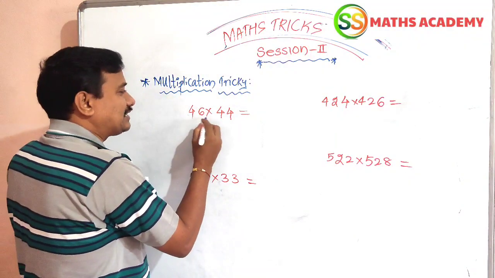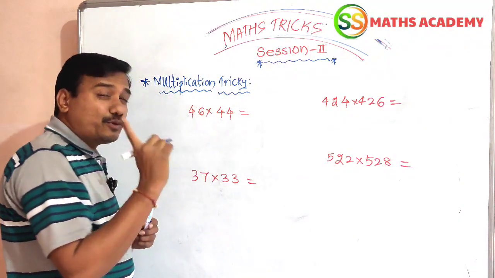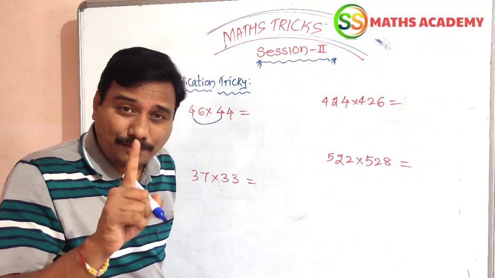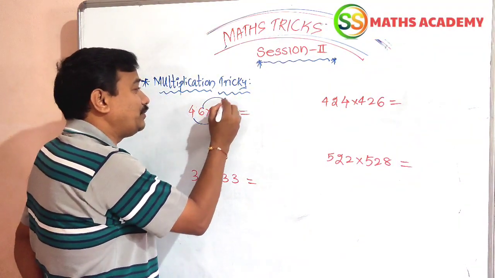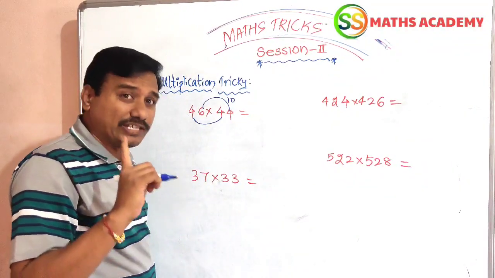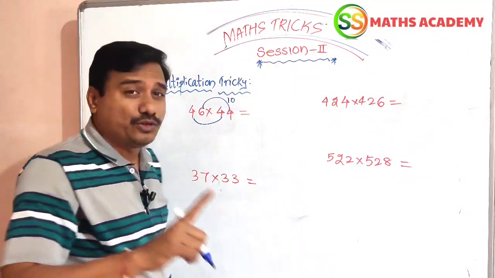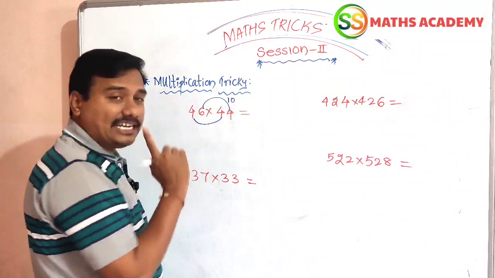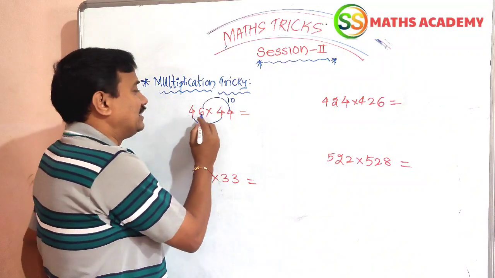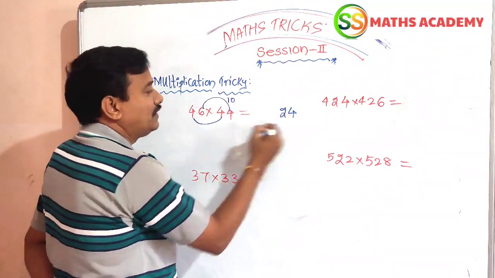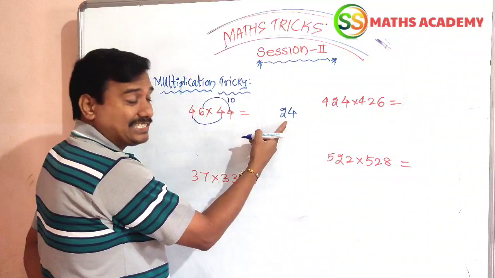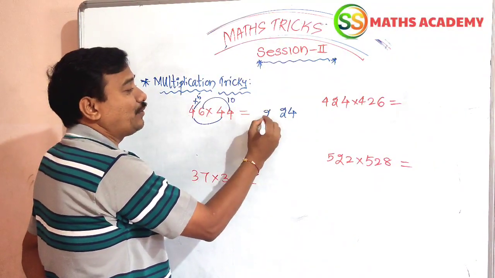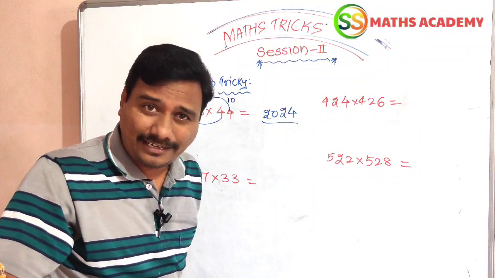Let us see. Yes, but here one procedure is very important. The condition is that the tens digits are the same, and the sum of the unit digits must be 10. Yes, once again, here the tens digit positions are equal, and the sum of the unit position numbers is 10. Then this technique will be possible. 6 4s are 24. 6 into 4, 24 friends. Now after 4, the next number is 5. 4 5s are 20. Yes, your answer is completed.